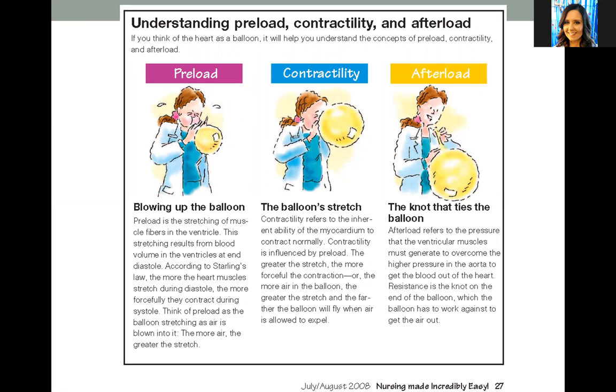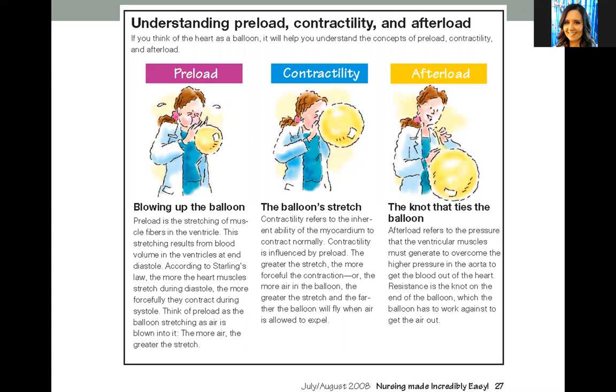So some examples that might decrease our preload. Think about volume coming back to the right side of the heart. What are some drugs that would decrease that? Maybe some drugs that vasodilate, like venous vasodilate. One example is nitroglycerin. So nitroglycerin is a vasodilator. If it's vasodilating, then that blood is going to pool in my periphery and not return to the right side of the heart. This will reduce our preload.